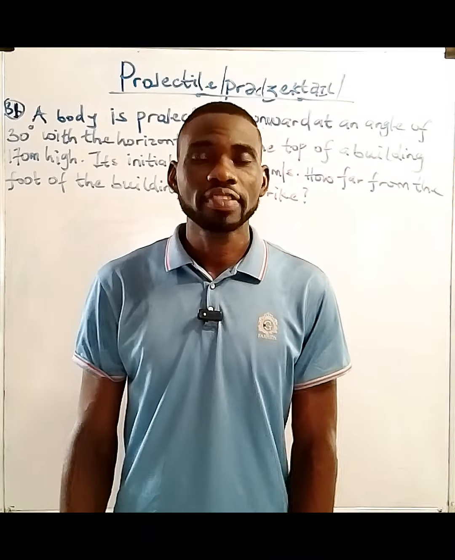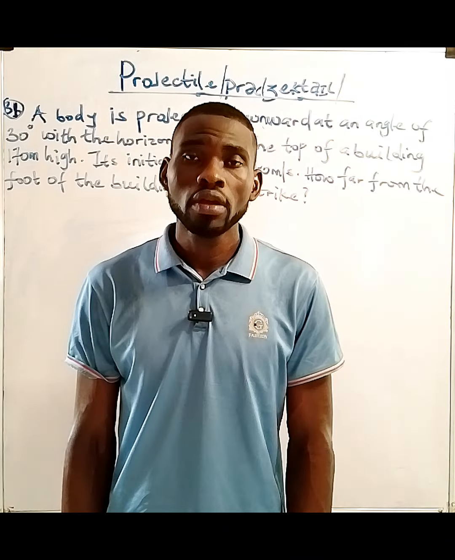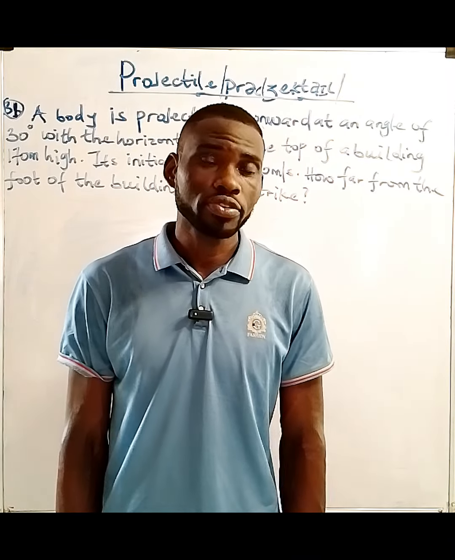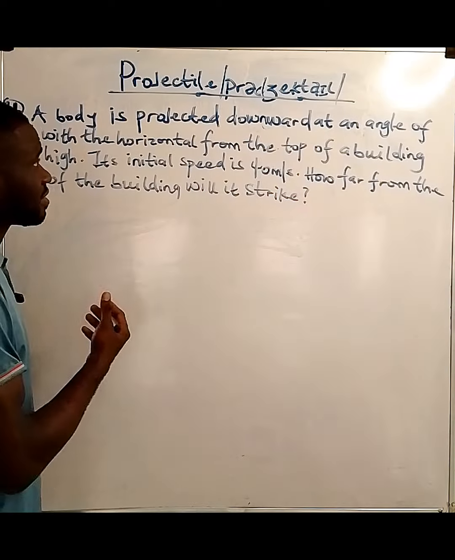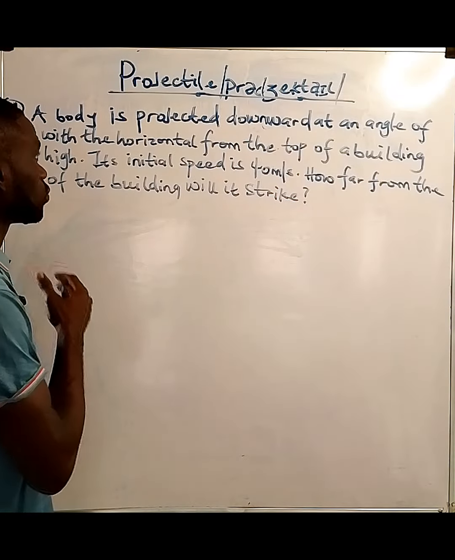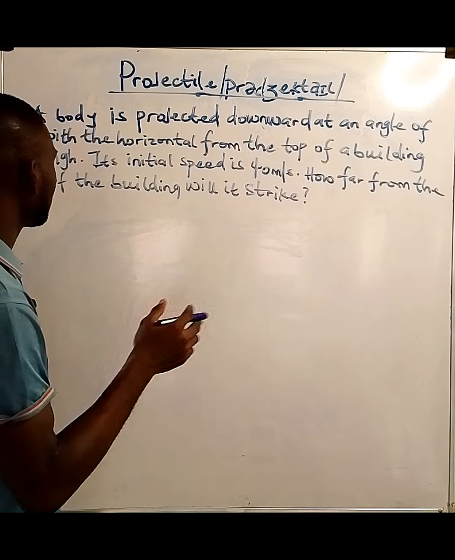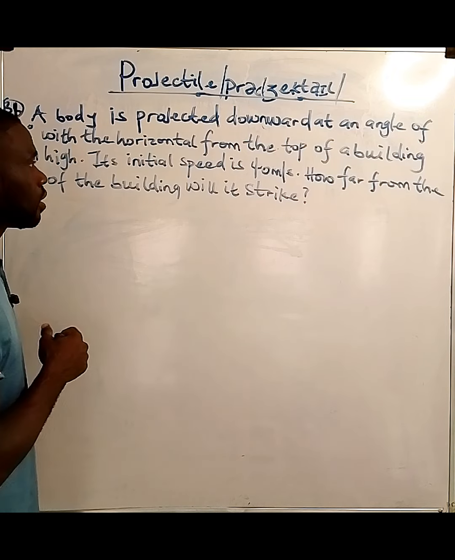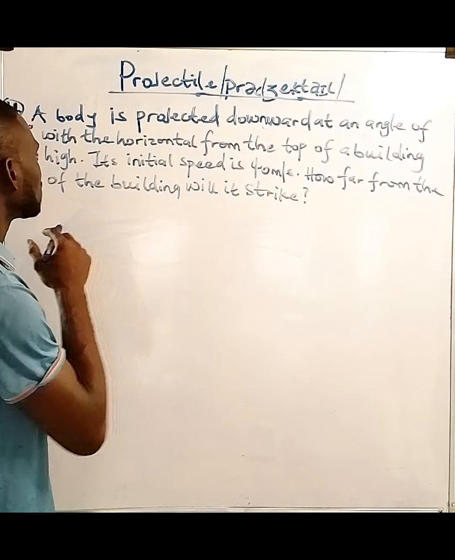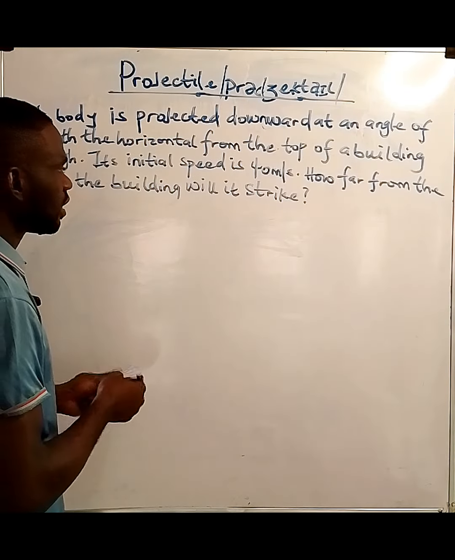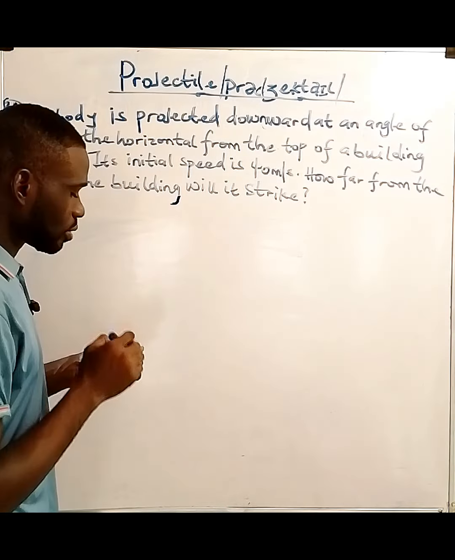Hi guys, today we're going to be looking at the second example under the third series of examples on projectile. So look at what we have here. A body is projected downward at an angle of 30 degrees with the horizontal from the top of a building 170 meters high. Its initial speed is 40 meters per second. How far from the foot of the building will it strike? Now that's the question we have right here on the board.